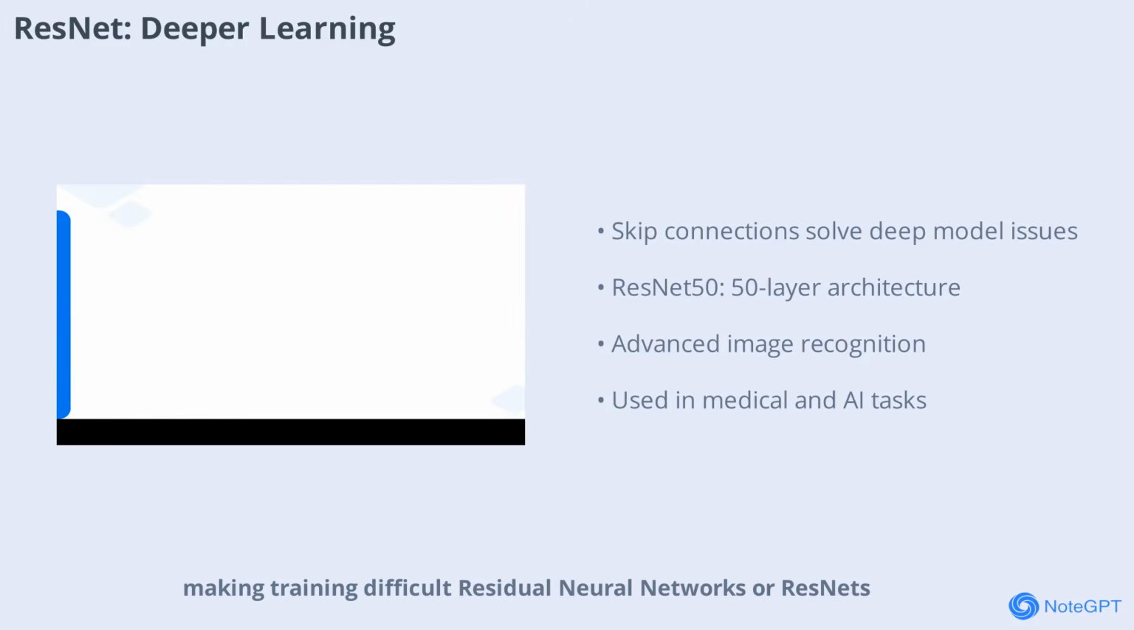As CNNs grew deeper, new challenges like vanishing gradients emerged, making training difficult. Residual neural networks, or ResNets, introduced a breakthrough with skip connections. These connections allow the network to pass information directly across layers, making it possible to train very deep models, sometimes with over 100 layers, without losing important information. ResNet50, for example, is a 50-layer deep network that has achieved remarkable results in image classification competitions. Its architecture enables the model to learn complex representations, making it suitable for advanced tasks like medical diagnosis, emotion recognition, and even game AI. ResNet's innovation has set a new standard for deep learning in computer vision.